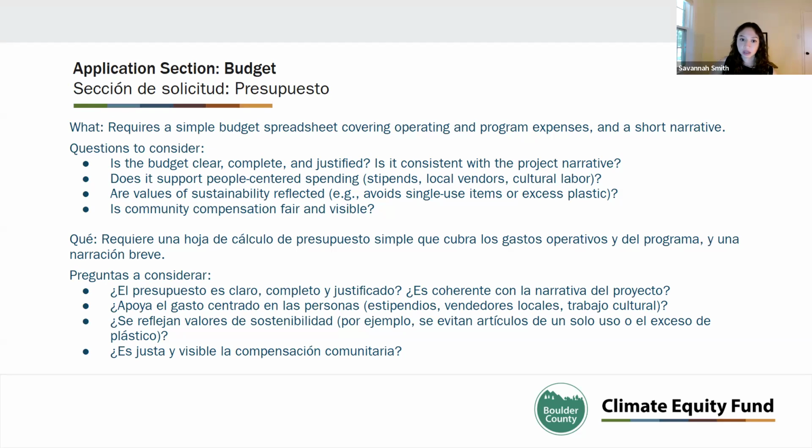Some questions to consider when you are creating your budget: Is the budget clear, complete, and justified? Is it consistent with my project narrative? Does it support people-centered spending, including stipends and local vendors? Are our values of sustainability reflected, so avoiding single-use items or excessive plastic? Another question is, is community compensation fair and visible?